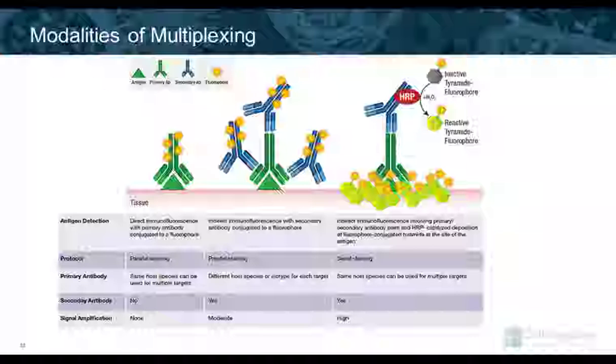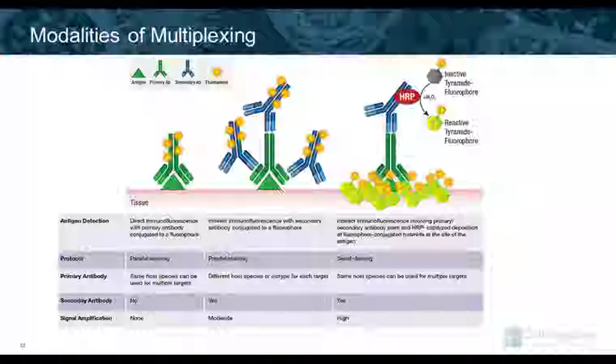FFPE tissues generally generate a high amount of autofluorescence, and using this directly conjugated primary antibody method does not provide much amplification at all. So in most cases in FFPE tissues, you will not get signals sufficient enough to overcome the autofluorescence of the tissue. Another method that people sometimes use would be to use directly conjugated secondary antibodies.